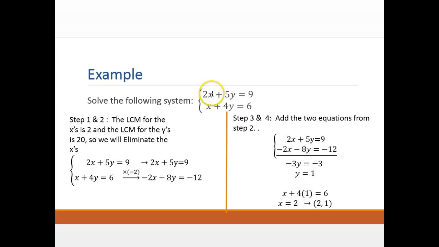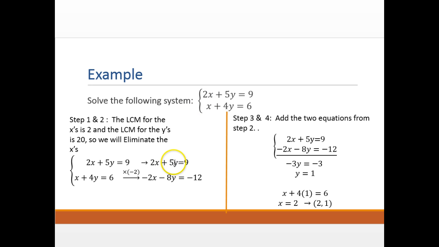Here are two equations. 2x plus 5y equals 9. x plus 4y equals 6. Here, 2 and 1. The least common multiple between 2 and 1 is the smallest number that's a multiple of each number, which is 2. The least common multiple between 5 and 4 is 20. That's much larger, so let's deal with this one. The least common multiple is 2, which means that this top equation already is 2, right? And I want them to be opposites, so I need the bottom equation to be negative 2.